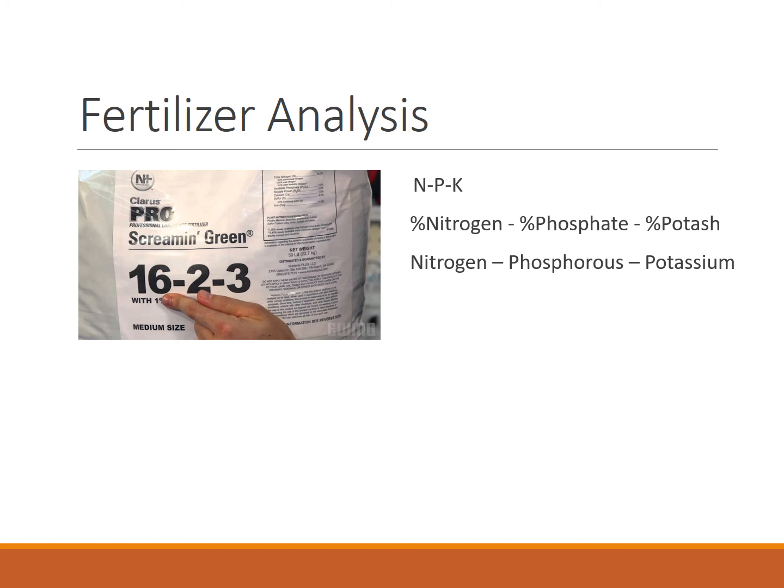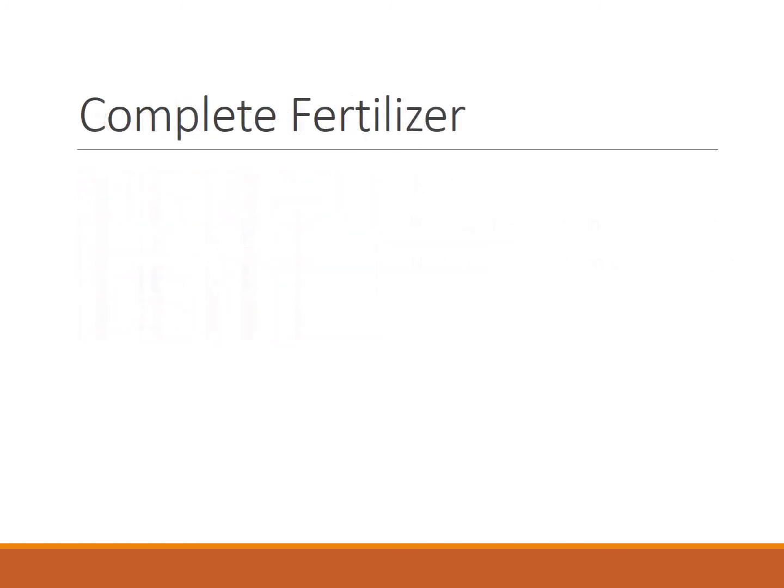Nitrogen, phosphorus, and potassium, remember, are 3 macronutrients that all plants need for growth. A complete fertilizer is a fertilizer that provides nitrogen, phosphorus, and potassium. If it has those 3 things in it, it's said to be complete.